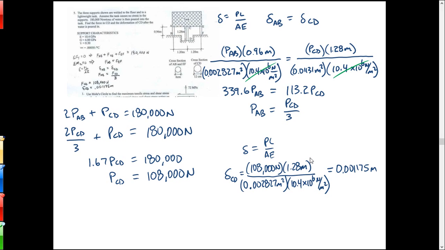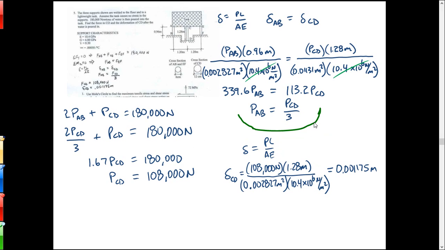So you can equate PL over AE for AB and CD. So PAB times its length, 0.96, divided by its area, 0.002827, is equal to PCD times its length divided by its area. The E's are in there too, but they're the same, so I just canceled them out. So based on that, I can come up with a relationship between the loads.